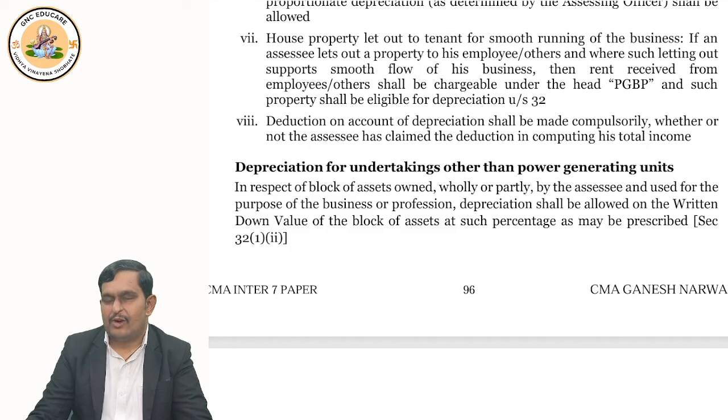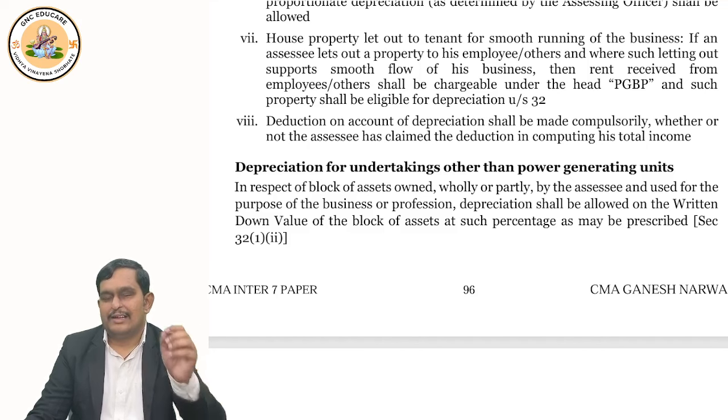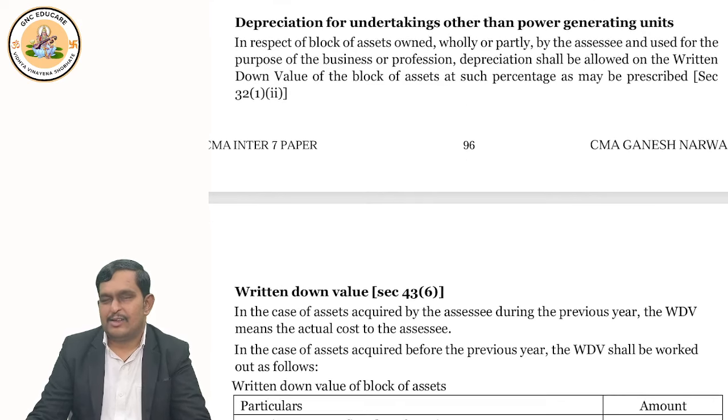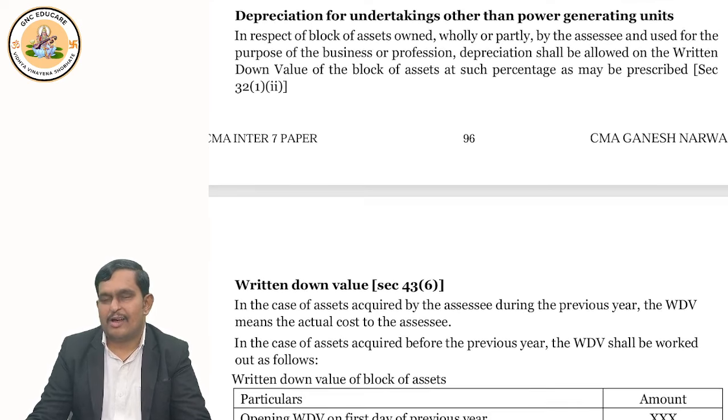Other than power generating units, you have to calculate depreciation on the written down value method. So as I already said to you, we calculate depreciation under income tax on WDV basis. That's what here we discussed. Now, in the first year of purchase, actual cost itself will be treated as WDV because there is no other data, correct? So actual cost itself will be treated as WDV, and on the actual cost we'll claim depreciation.